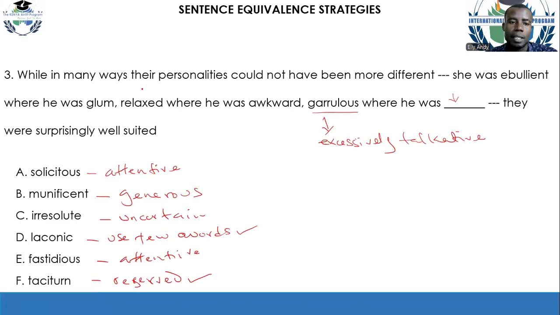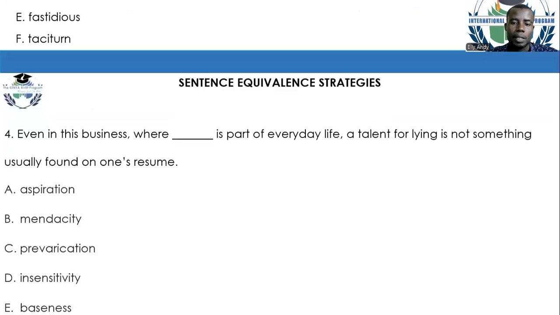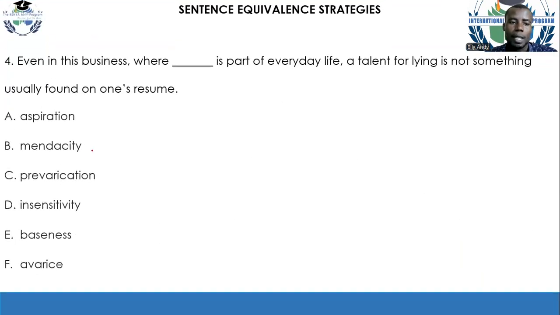Like in this case, the clue is that in many ways, their personalities could not have been more different. And we even have examples of their contrasting personalities. So that was a great clue there. Let's look at another example.